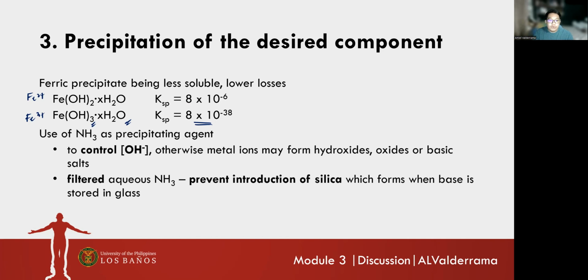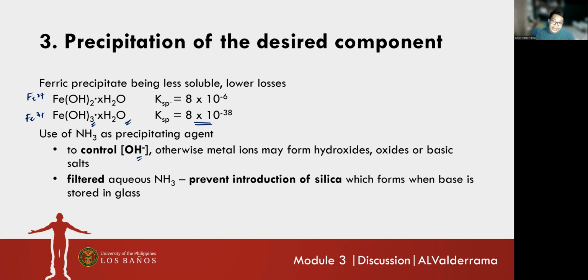Okay? And then why do we use NH3 as a precipitating agent? NH3 is used to control the OH- concentration, kaya hindi strong base yung ginamit natin, weak base lang. And by using a weak base, we may prevent the formation of other hydroxides, oxides, or basic salts. By doing so, we can only have the ferric hydroxide present in our mixture.